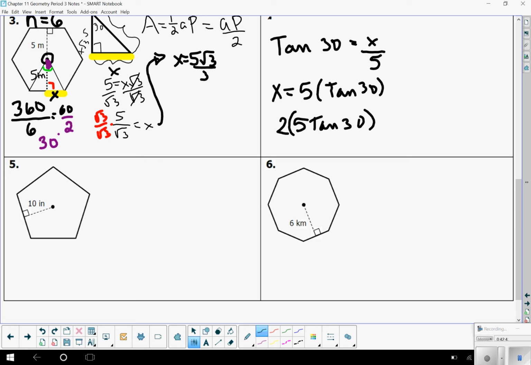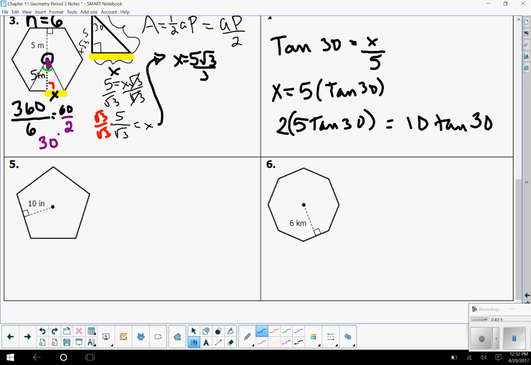I don't want the answer like that. If you do 2 times the 5, it's going to give you the 10. Still on problem 3, I just covered up 4 for a second. So if it's 10 tan 30, that's only one side. How many sides are there? 6, correct? Wait, how'd you get x over 5? Oh, I get what you did.